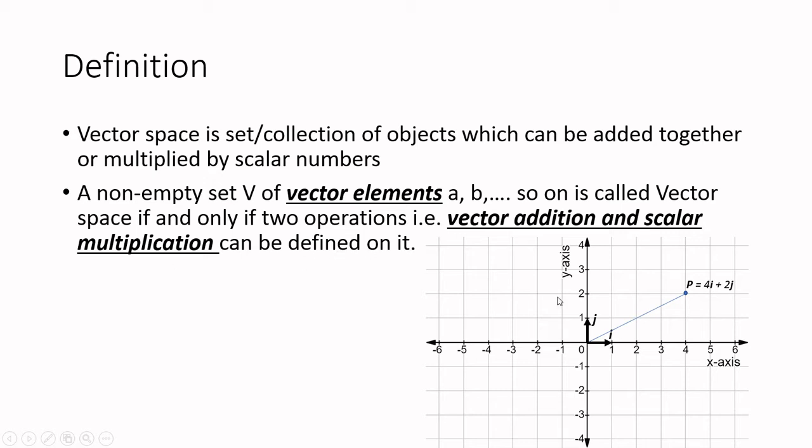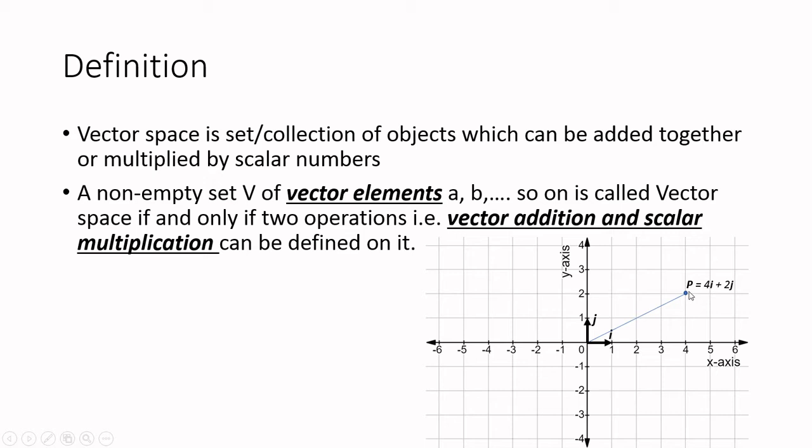Let us understand the concept of vector space using a 2D coordinate system. Here we have two vectors, that is i and j vector. The i vector is along the x-axis and the j vector is along the y-axis. Using these two vectors i and j, we can define any point in the entire 2D coordinate system. For example, a point P has been defined over here in this graph.